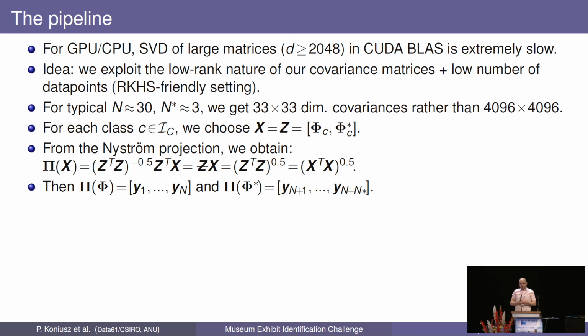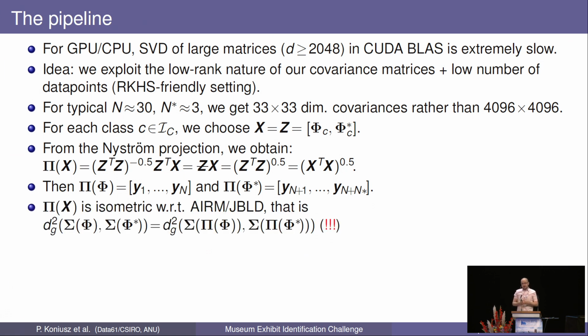We proceed as follows. We form a matrix of pivots Z by concatenating source and target features. We choose a linear kernel and we form a Nystrom projection. And we obtain the square root of the quadratic form of features here that turn out to be our projections Pi and Pi star. A very nice property of this design is that projection Pi is isometric, so the two distances, whether they are evaluated on the covariances from features phi, or on the covariances from the projections, are equal. So this is not an approximation, there's the isometric property there.